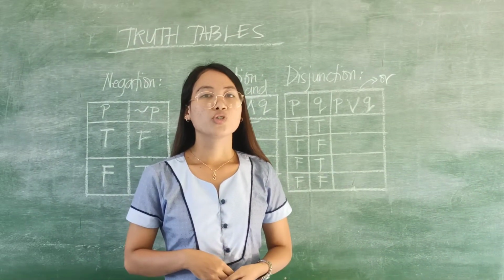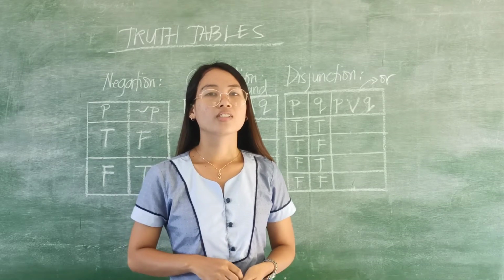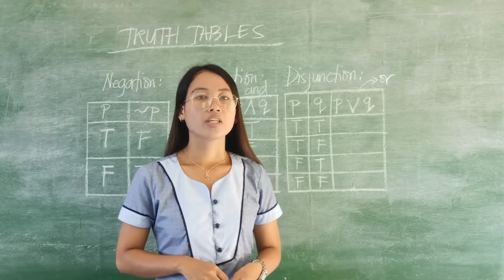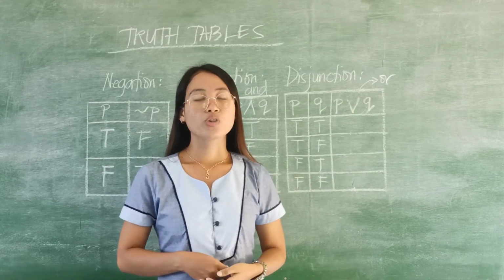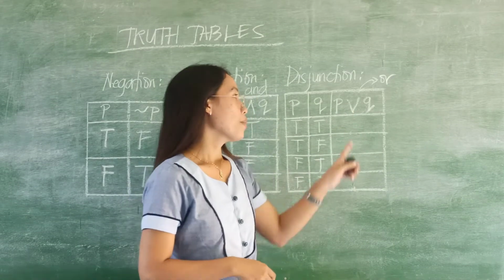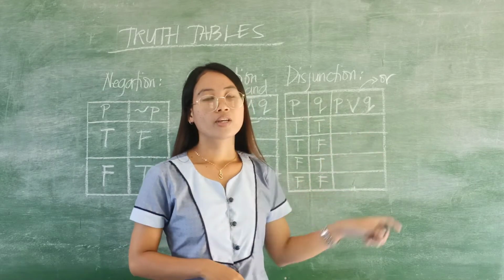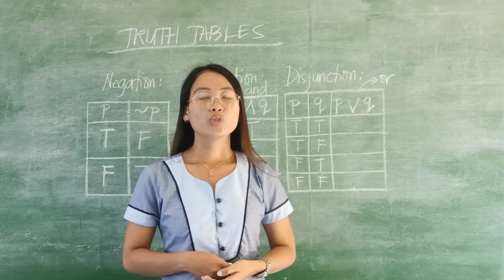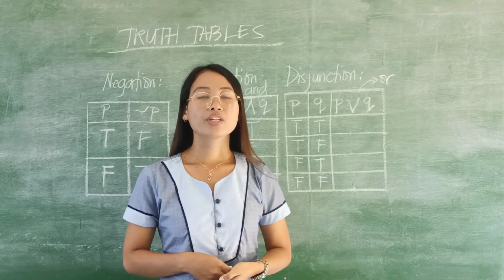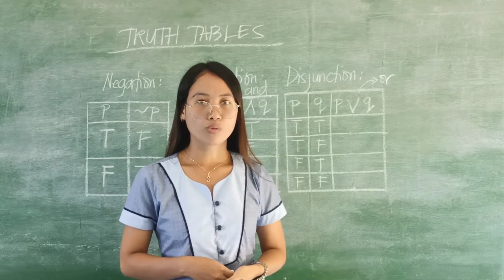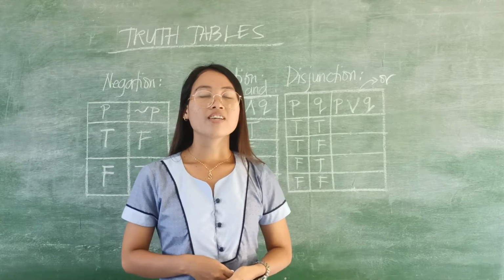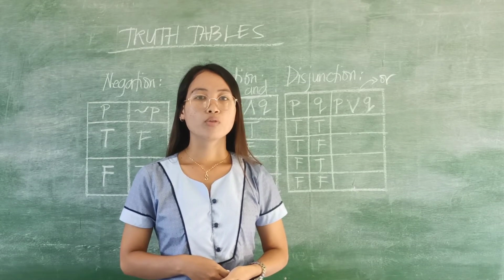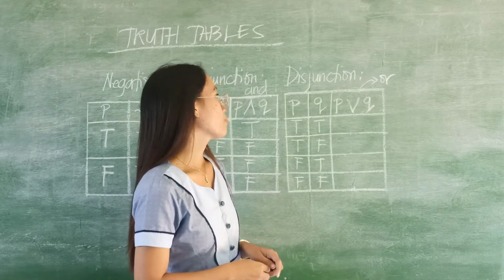Let's move on to the disjunction. A disjunction is a connective that uses OR. The symbol for OR is this. Now what is the rule of a disjunction to get the value of P or Q? Remember the rule: at least one of the statements must be true for the entire statement to be true. Thus, a disjunction will only be false if both propositions are false.